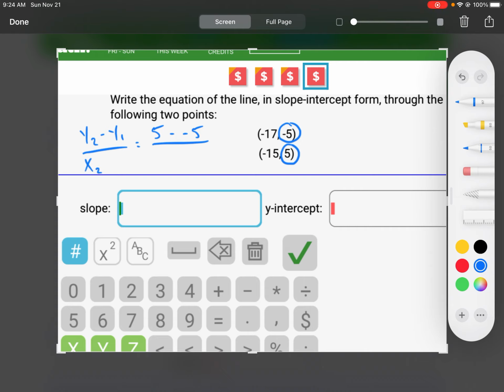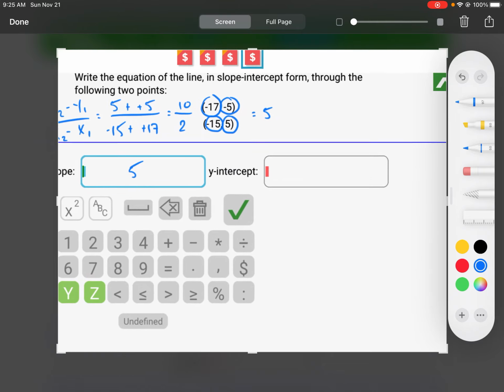The second x, which is this negative 15. And I'm going to go ahead and pick the first x, which is negative 17. And I'm going to subtract them because that's what the formula is, right? So hopefully you're not completely brand new to what I'm doing here. Let's see, 5 minus negative 5 is a 10. And negative 15 minus negative 17 is a 2. And while I'm out of space here, 10 divided by 2 is 5. So my slope is 5.